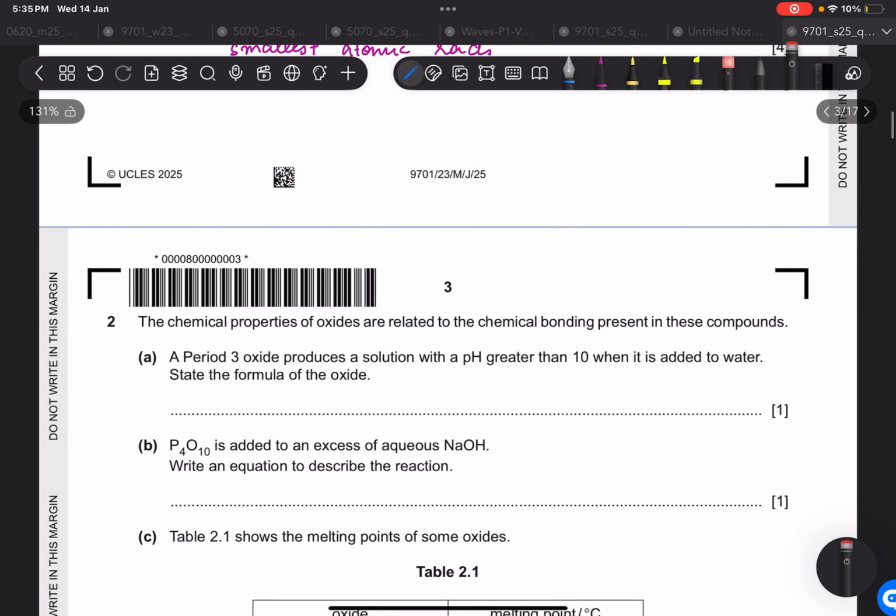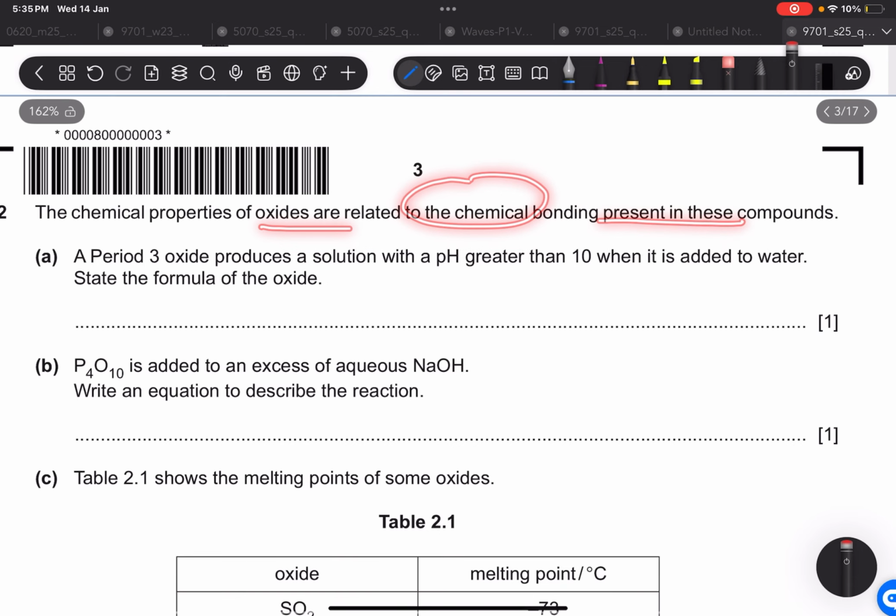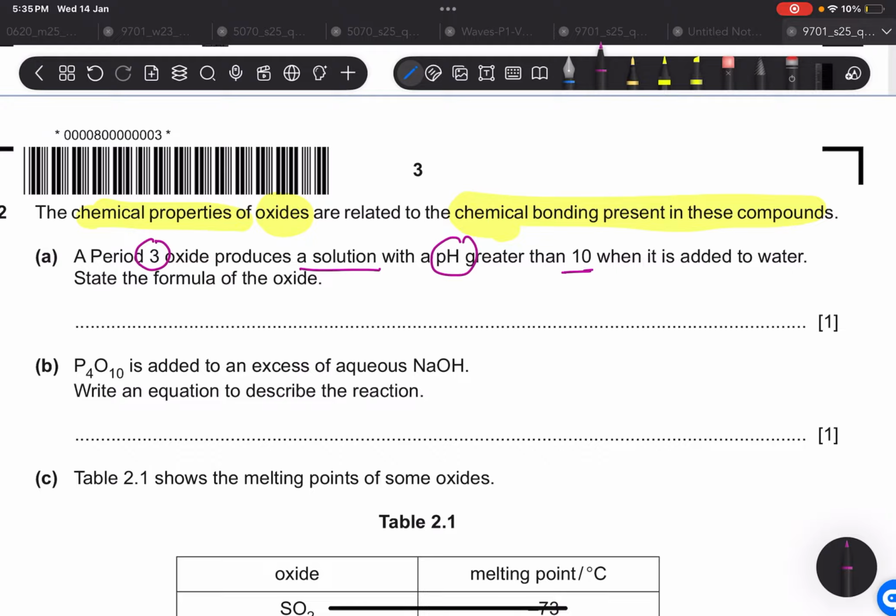So that's all. The chemical properties of oxides are related to the chemical bonding present in these compounds. These lines are like gems. The chemical properties of oxides like sodium oxide, potassium oxide, magnesium oxide, or sulfur dioxide are related to chemical bonding present in the oxides. Okay? Period 3 oxide produces a solution with a pH greater than 10 when it is added to water. State the formula of the oxide.